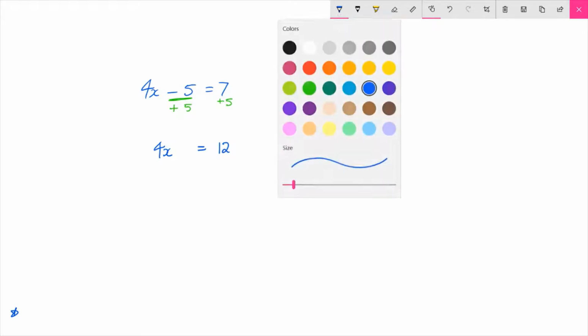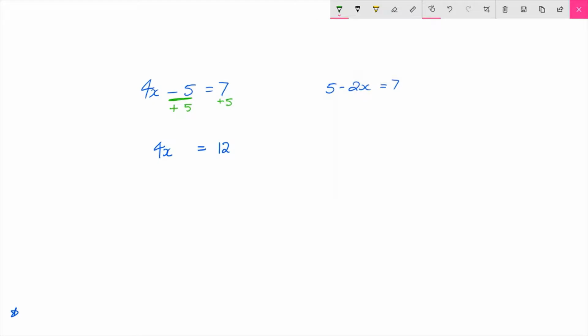Now, to get the x on its own, it's stuck together with the multiplying by 4. So we have to unmultiply. So in order to unstick that multiplication, we're going to have to divide by 4. And remember, we have to do it to both sides. So we get x is equal to 3.